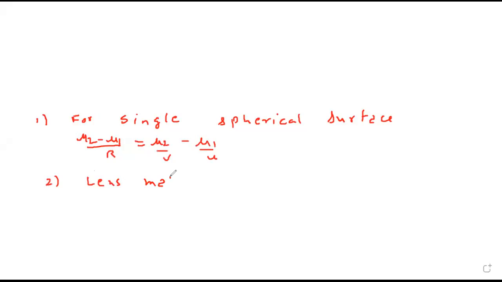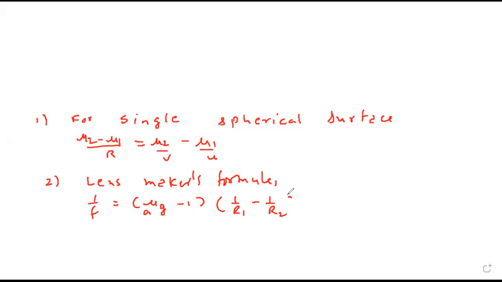Lens maker's formula is 1 upon f equals mu of glass with respect to air minus 1. For any other medium, this will change. Then 1 upon r1 minus 1 upon r2.